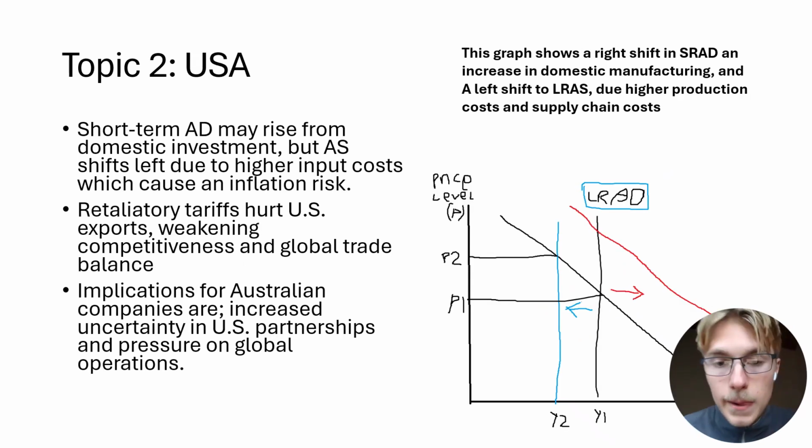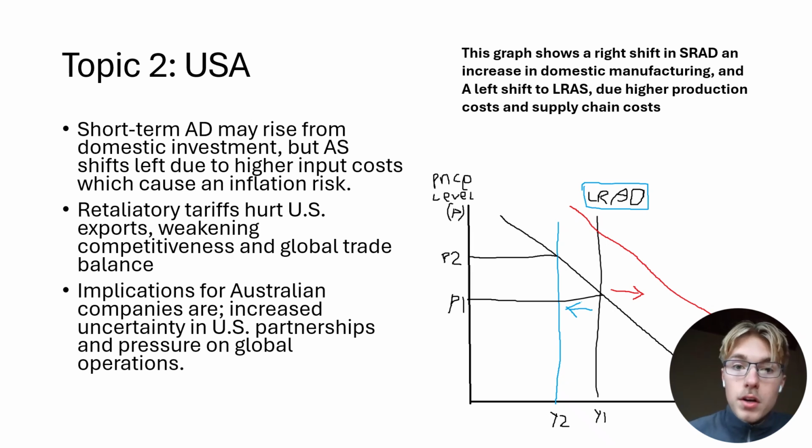In the USA, on the other hand, it tells a very different story. Now, the tariffs imposed by Trump were designed to protect domestic industries in the US by making foreign goods, like the ones Australia exports to America, more expensive domestically. Using this, again, aggregate supply and aggregate demand model, the short-term aggregate demand may shift right. The long-term demand may shift right due to increased domestic production and investment in protected sectors.